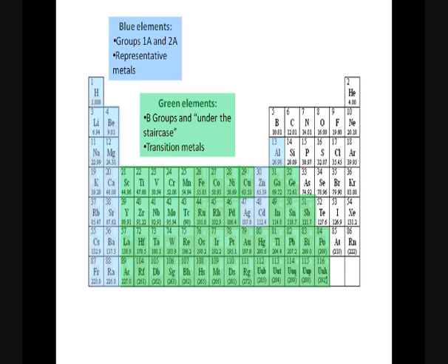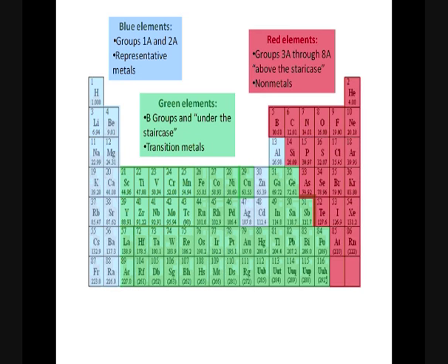We'll learn more about the green elements later. And then the last group is the red elements. The red elements include all of the nonmetals. Since they are all nonmetals, they all react in similar ways, so it's easy to group them together.